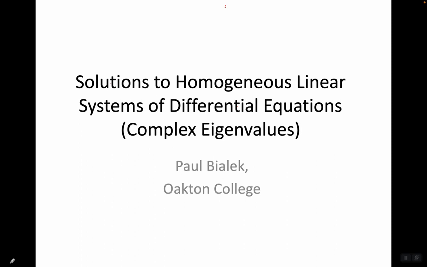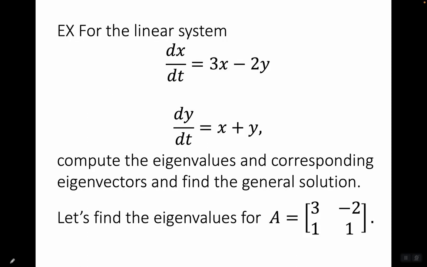Let's talk about solutions to homogeneous linear systems of differential equations with complex eigenvalues. For the linear system dx/dt = 3x - 2y, dy/dt = x + y, compute the eigenvalues and the corresponding eigenvectors and find the general solution. First, let's find the eigenvalues for A = [3, -2; 1, 1]. That, of course, comes from the coefficients here.